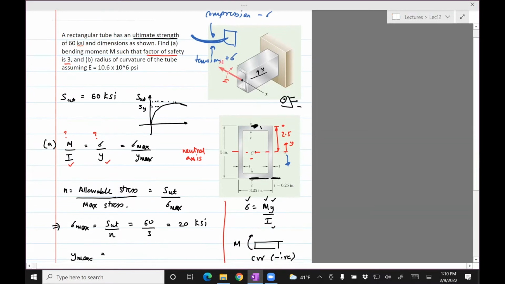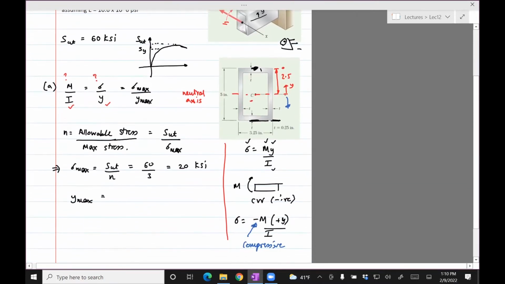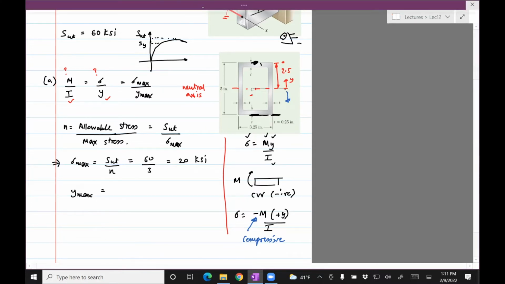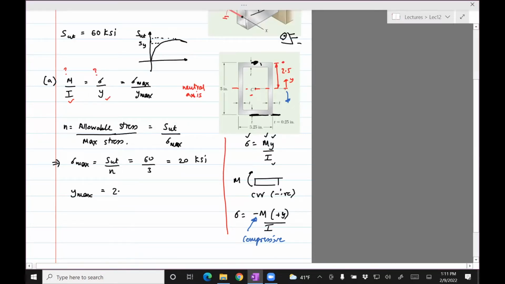That's probably easier than doing what I did here, which is also, by the way, more gratifying because then what I've written down is independent of me fudging the signs. It just comes out from the sign convention we use. Clockwise is negative and counterclockwise positive for the moment. Okay, so Y max is in this case 2.5 inch.